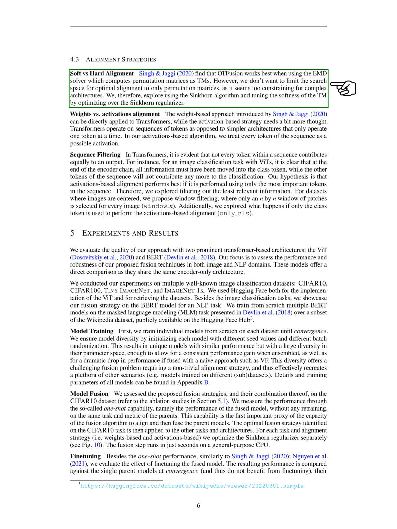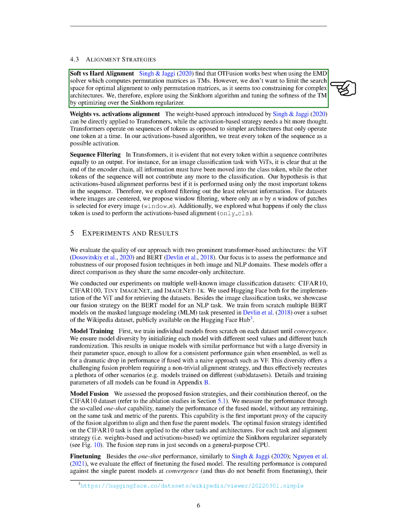We also discuss alignment strategies. We find that OT fusion works best when using the Earth Mover's Distance, EMD, solver, which computes permutation matrices as TMs. However, we don't want to limit the search space for optimal alignment to only permutation matrices, as this seems too restrictive for complex architectures. Therefore, we explore using the Sinkhorn algorithm and tuning the softness of the TM by optimizing over the Sinkhorn regularizer.